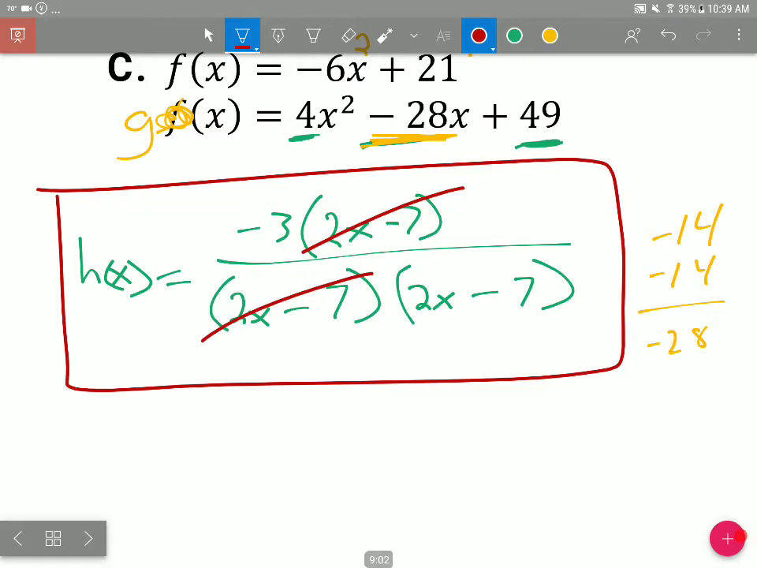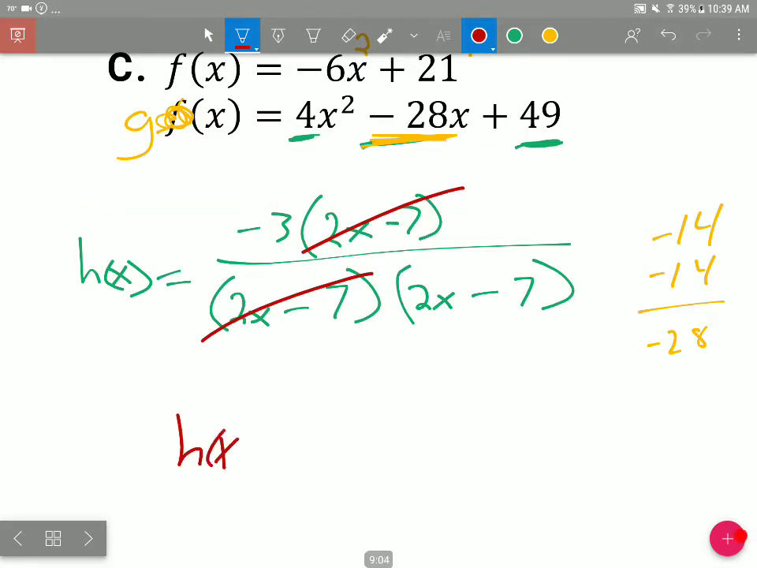No, that's not your answer. So your answer is h of x equals... Is there anything left on top? Negative 3. What's on bottom? 2x minus 7.